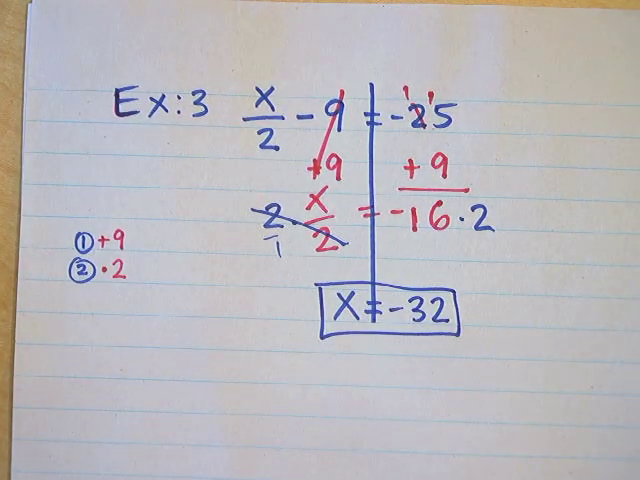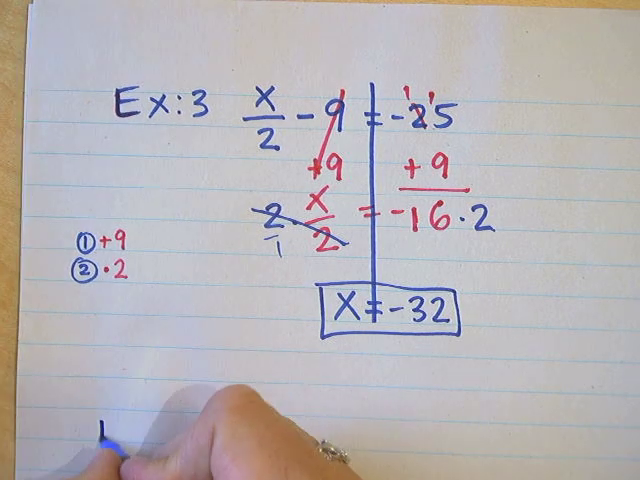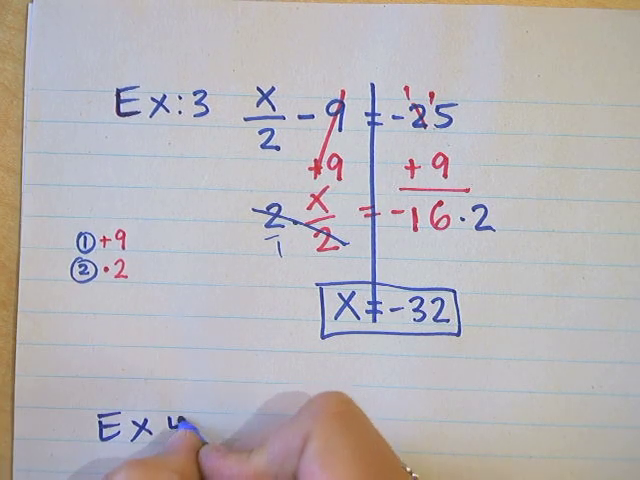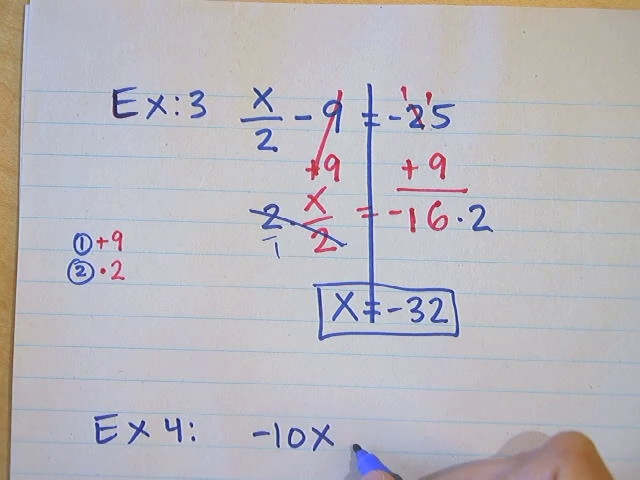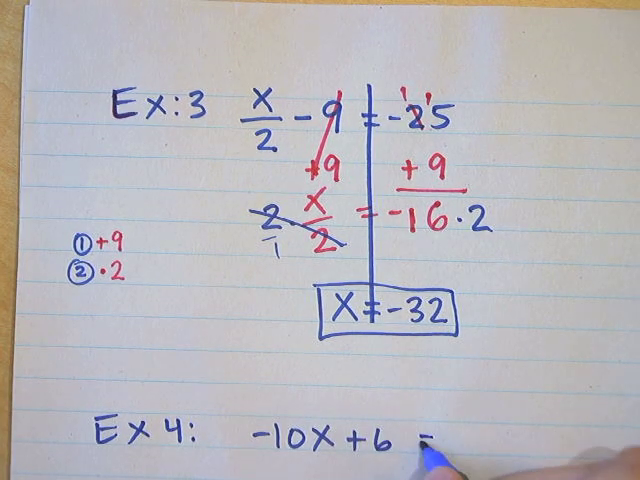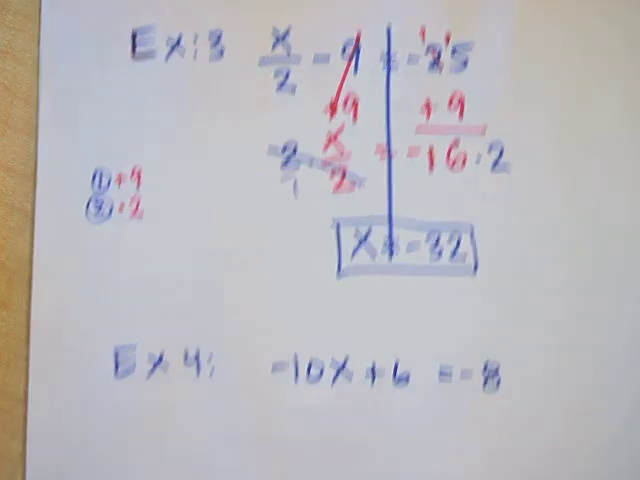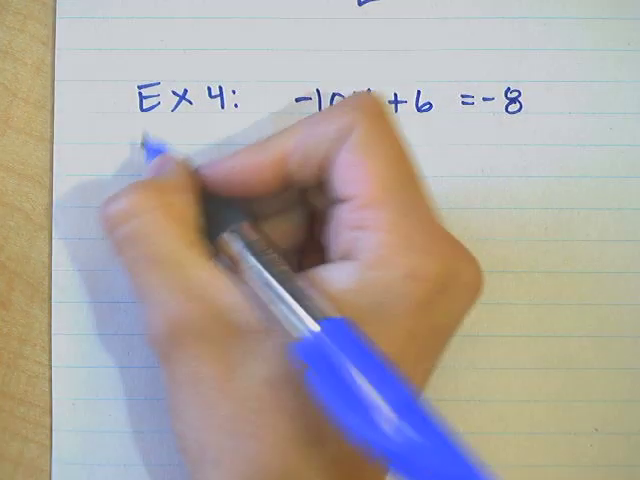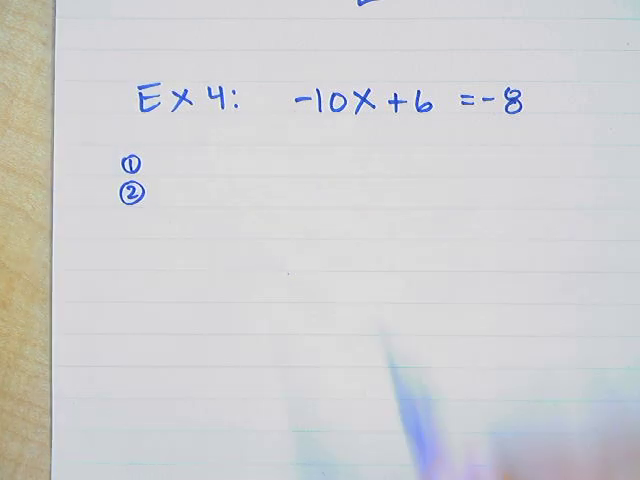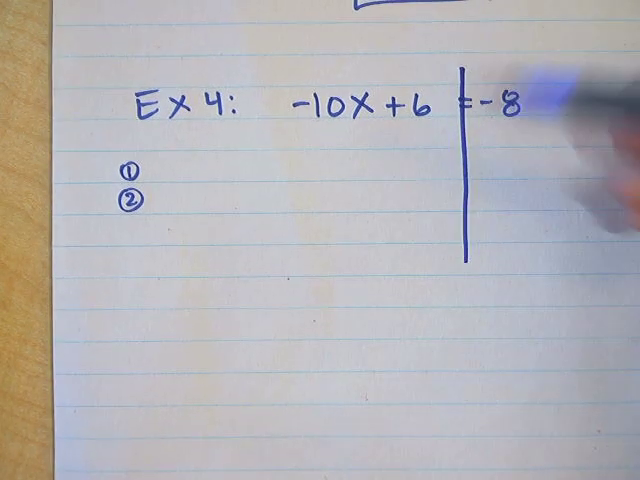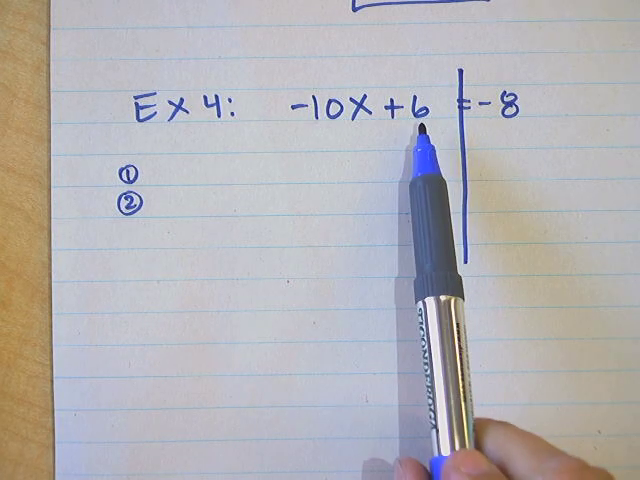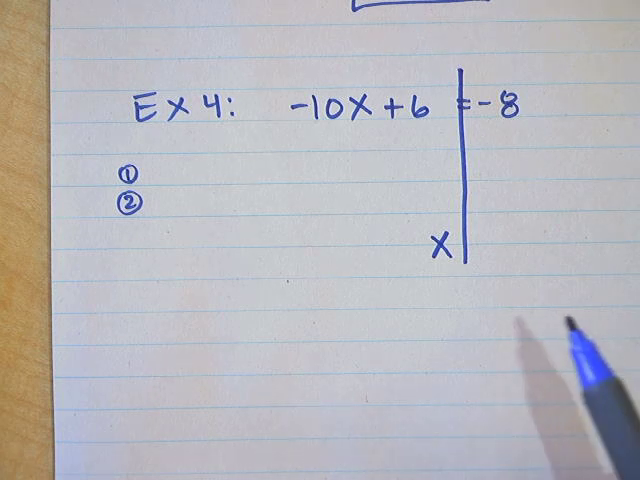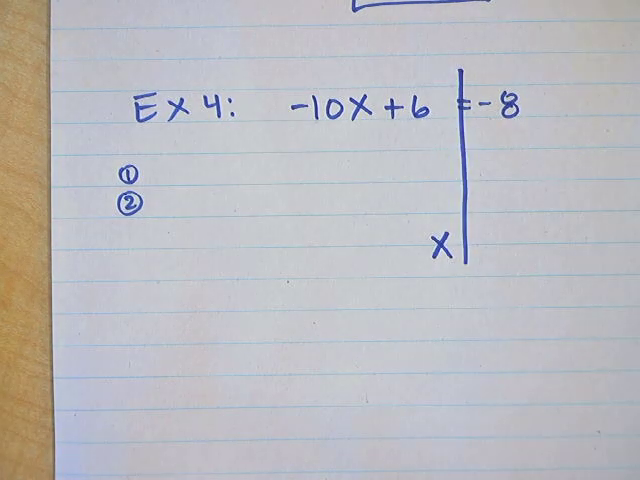So again, that's a two-step equation. Another two-step equation of a different style would look like this. Let's map out our steps. X needs to be all alone, and the numbers I need to eliminate in this problem are 6 and negative 10. Which one is going to be eliminated first?